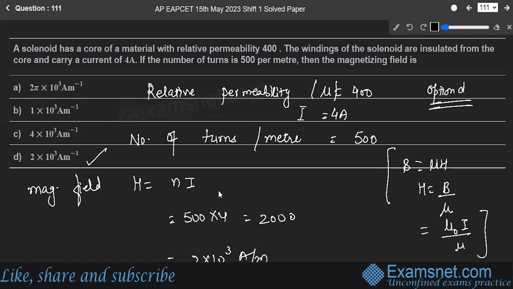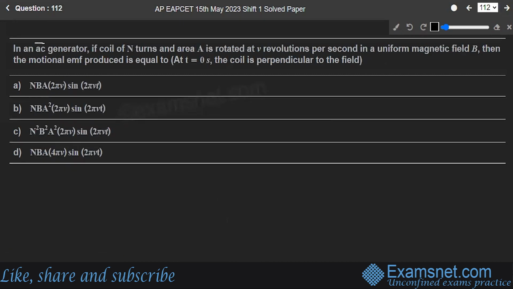Hope you understood this. Let's move to the next question, number 112. In an AC generator, if the coil of N turns and area A is rotated at V revolutions per second in a uniform magnetic field B, then the motional EMF produced is equal to what? At T equal to 0 seconds, the coil is perpendicular to the field. Do remember this. Let's read the whole question once again. In an AC generator, the coil of N turns and area A is rotated at V revolutions per second in a uniform magnetic field B, then the motional EMF produced is equal to which of these options?